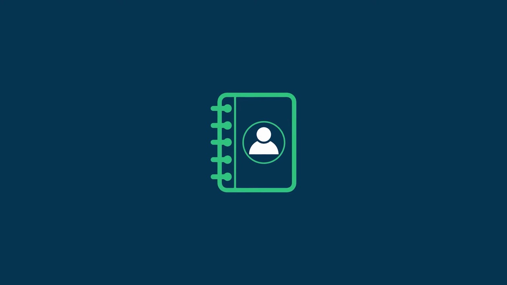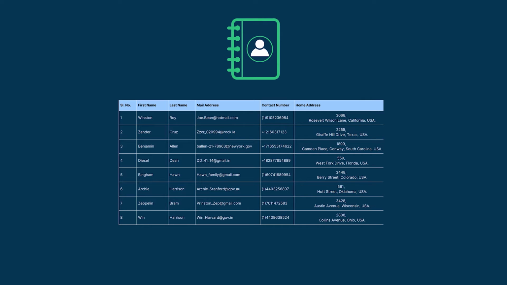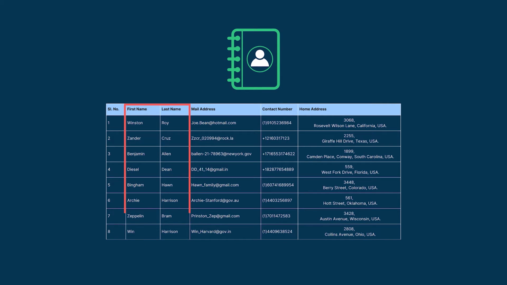A contact list is a record for a number of people with their addresses, contact numbers, and mailing addresses. Contact list is an important list for all aspects of regular life. It's easier to reach out to people without wasting time on looking for their contact information.